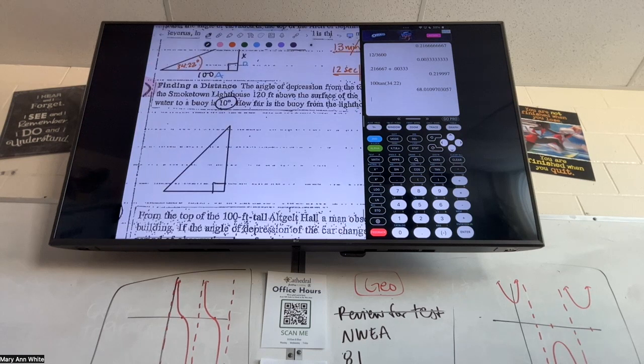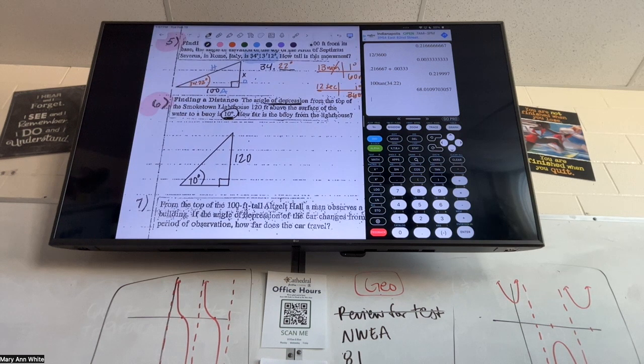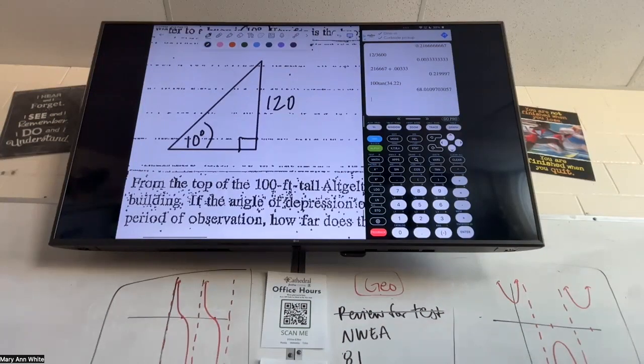Throw my right angle in there. We know the angle of depression is the same thing as the angle of elevation. So I'm going to put 10 degrees down at my angle of elevation. And it says the lighthouse is 120 feet above the surface of the water. So that means that 120 is that vertical distance. And it says, how far is the buoy from the lighthouse? I will say that this took me a second earlier. I'm going to label that as that horizontal distance.